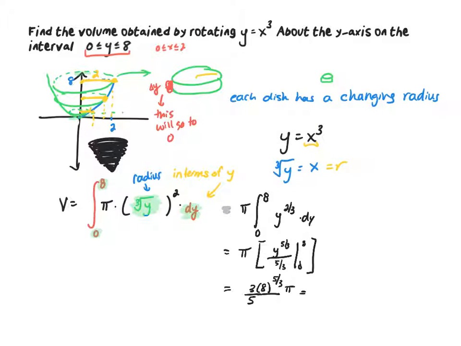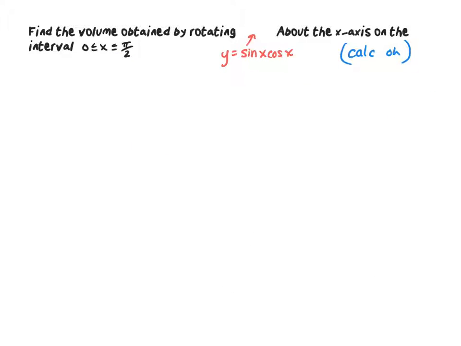So 8 to the 5/3 power, we do the root first. The third root of 8 is 2. 2 to the 5th power is 32. So we have 3/5 of 32 pi, which we can just represent as 96 pi over 5, and whatever the units would be, since it's volume, it's cubed. So let's do one more problem.